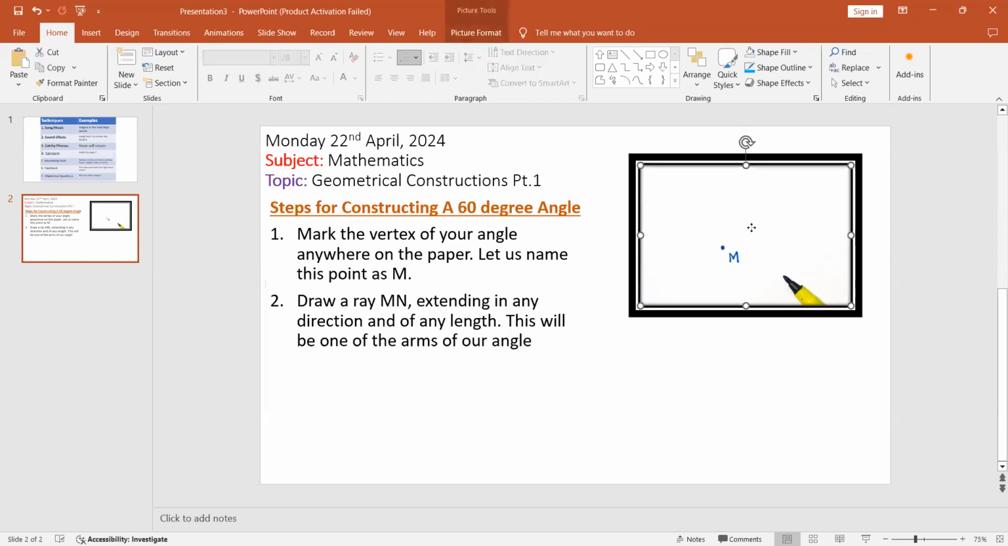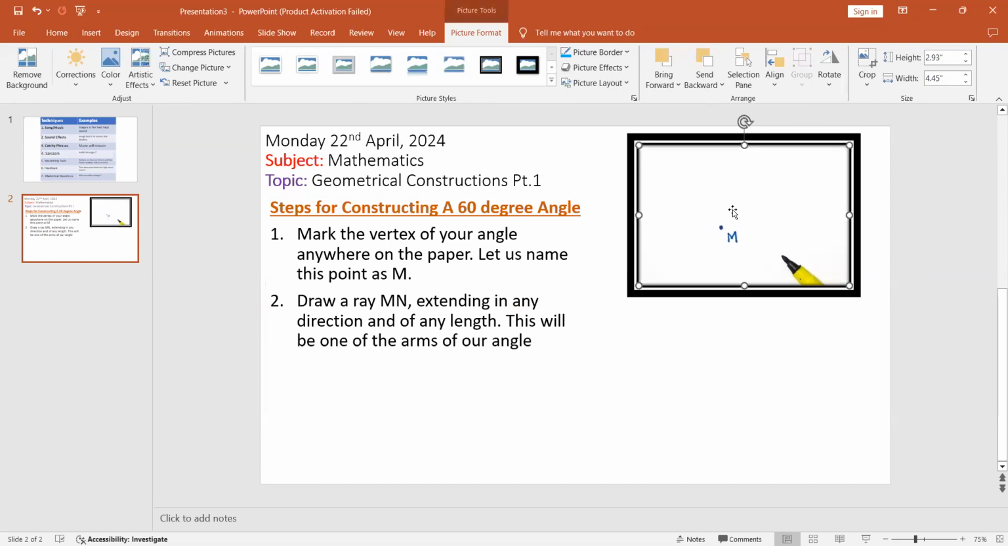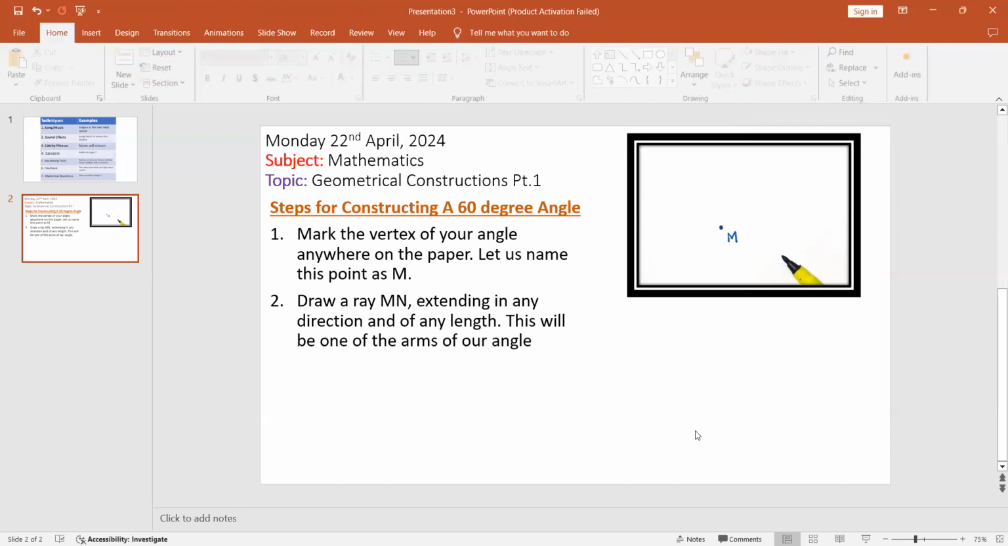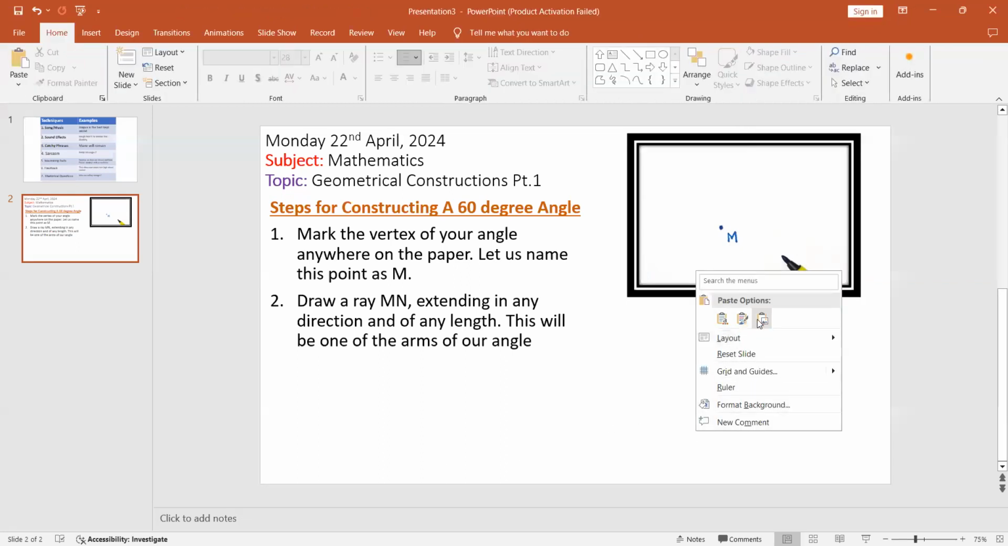So the first thing that we do is we draw a point, call this point M, right? The second thing that we do is that we draw a line from this point and we extend it, okay? And then we're gonna call that other point N, right? So now we have MN, okay?